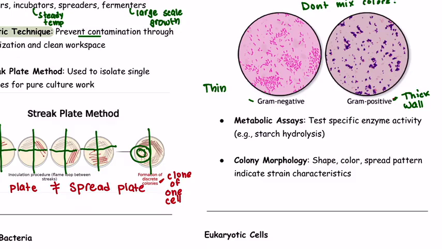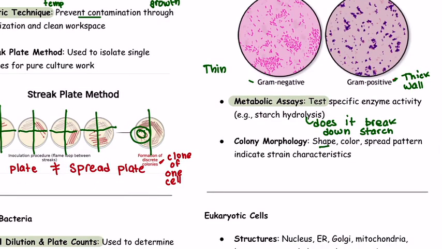Metabolic assays, the word assay just means test. And so these are going to test how certain enzymes work. So in starch hydrolysis, it's looking to see how starch is broken down, or does it break down starch? Colony morphology, that's just going to be shape, color, and the spread pattern of the bacterial cells.